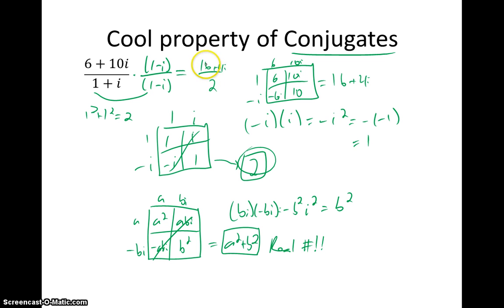Now we can reduce that because 16 over 2 is 8. Gosh, I'm running out of all kinds of room here. I'll go over here. 16 divided by 2 is 8. And then 4i over 2 is 2i. So we have 8 plus 2i is the result of that division. And we're given it in a plus bi form, which is excellent.